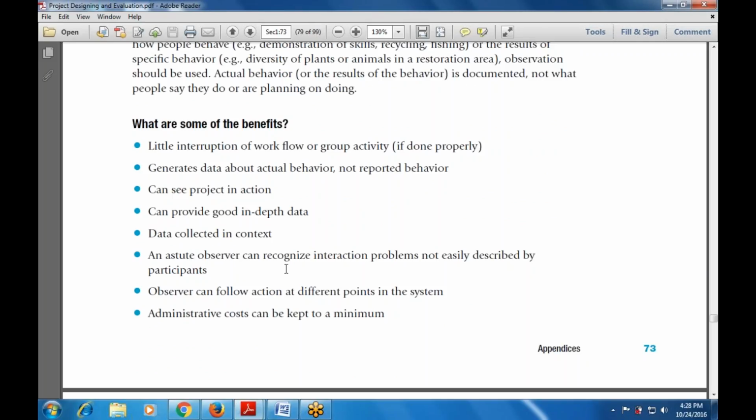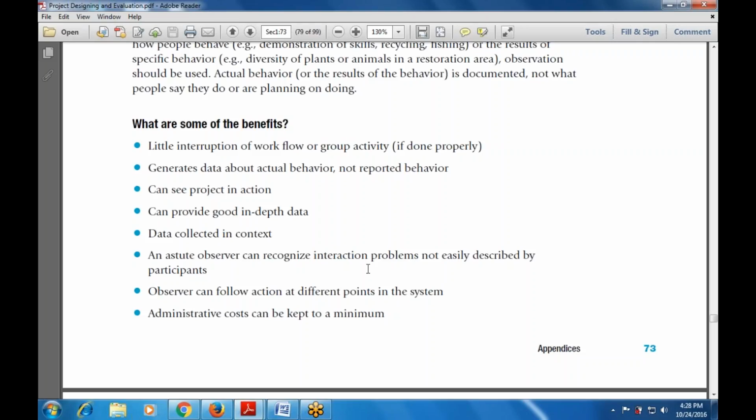In the same way, we need an astute observer who can recognize interaction problems that are not easily described by the participant. The astute observer can recognize the interaction problem not easily detected by the participant. Because as a normal participant, we are not able to recognize the interaction. But when I observe any person, there is more rectified, more useful data available than what is used by the participant.